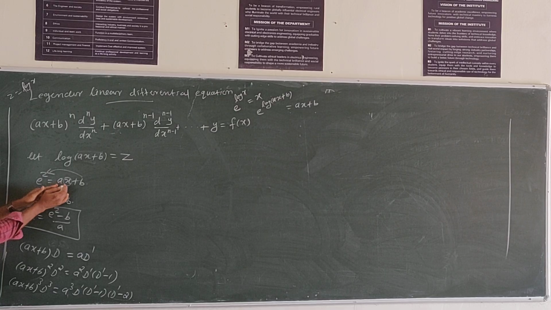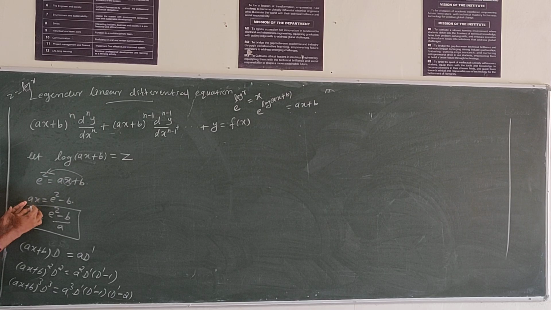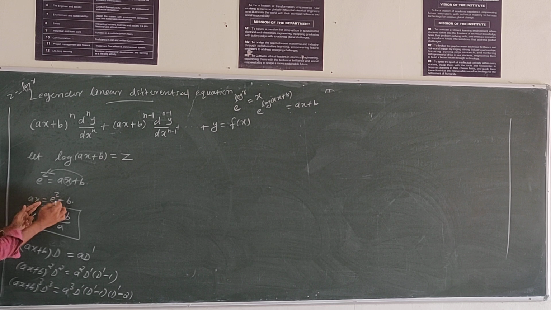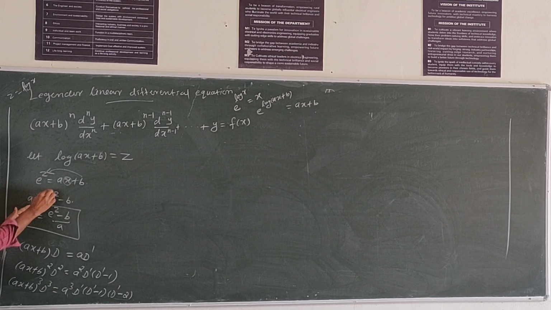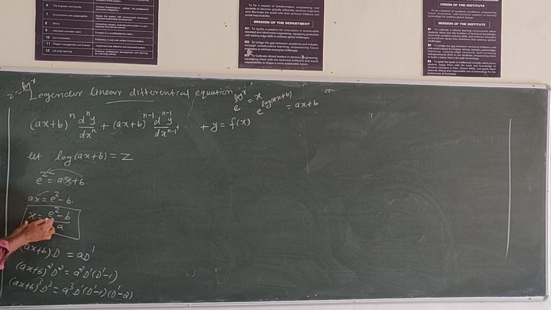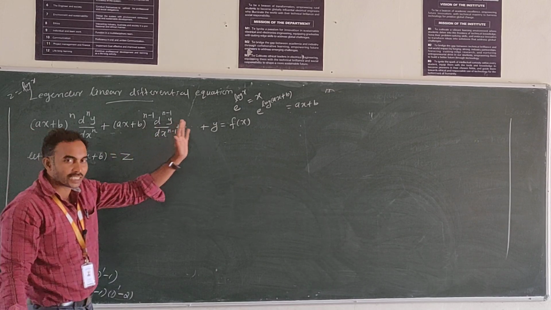So bring b to the right hand side. It becomes ax equal to e^z minus b. We need the x value, so x equals, bringing the a to the denominator, (e^z minus b) divided by a. So this is applicable for the right hand side.